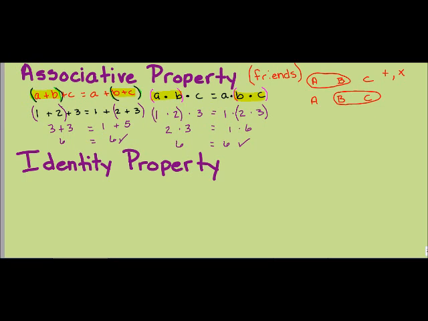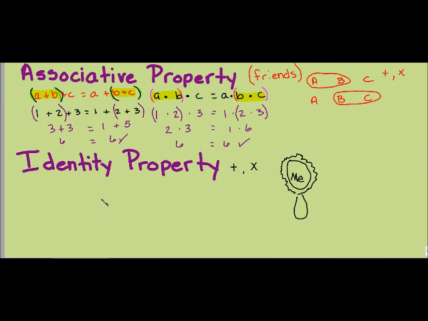Okay, let's take a look at the identity properties. The identity properties work for addition and multiplication. Identity means if I take a look in the mirror and say, mirror, mirror on the wall, who's the fairest of them all? Mirrors really don't talk. But when you look in a mirror, you see yourself. If I looked into a mirror, I would see me. I would see my identity, exactly what I look like.